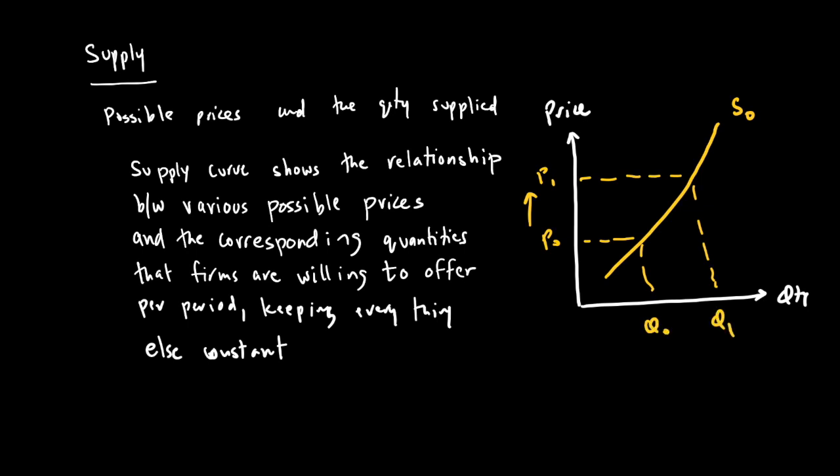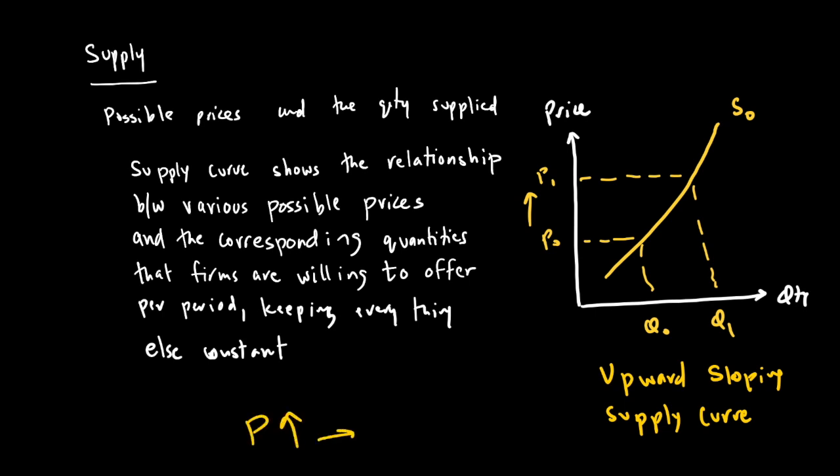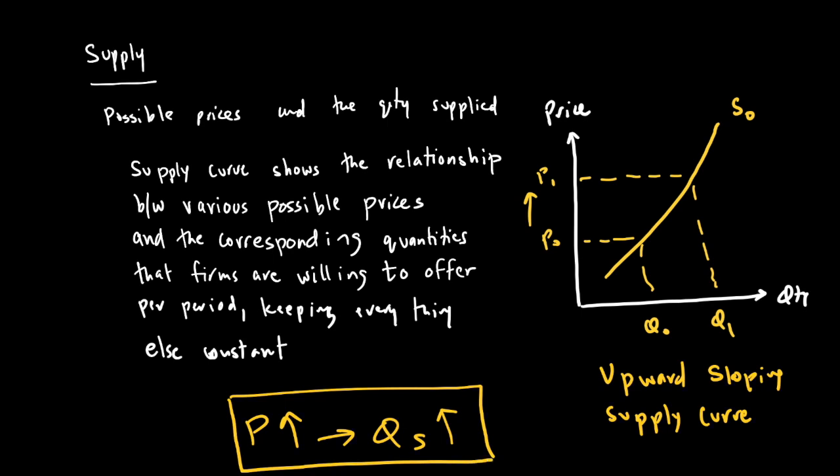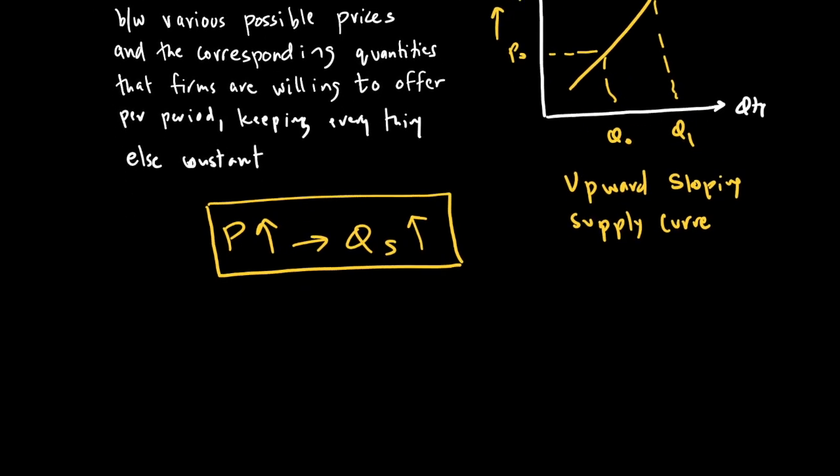In other words, it is an upward sloping supply curve. An upward sloping supply curve means a direct relationship between price and quantity. So when the price of a good goes up, your quantity supplied will go up. So let's look into the reasons why the supply curve is upward sloping. Well, there are 3 reasons why we say that the supply curve is upward sloping.